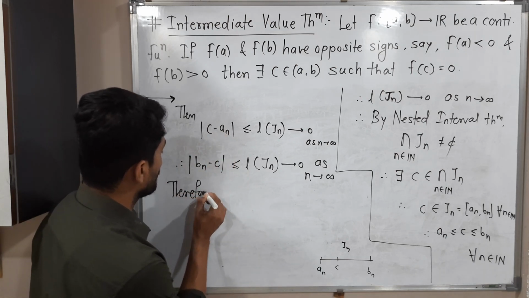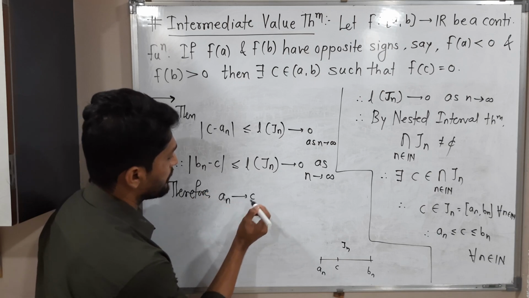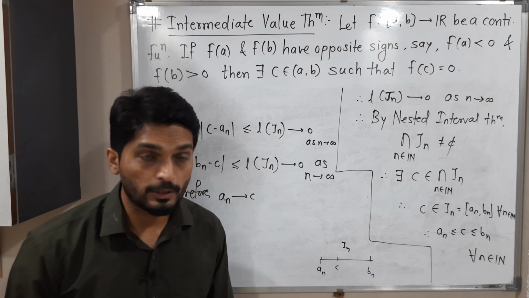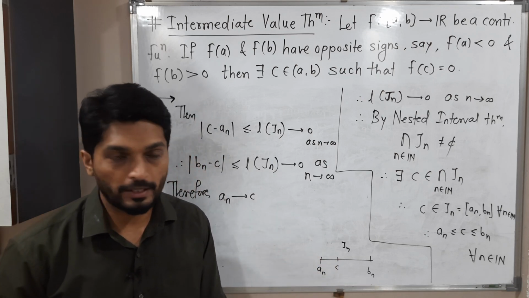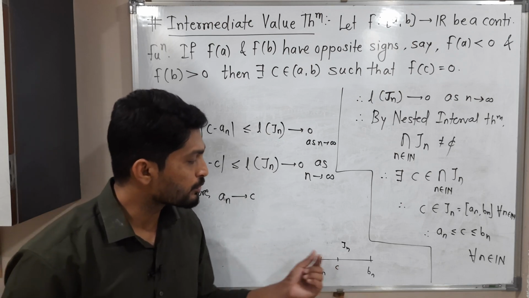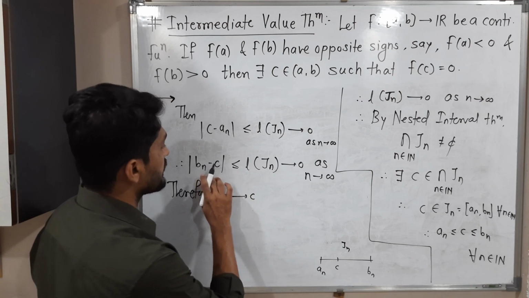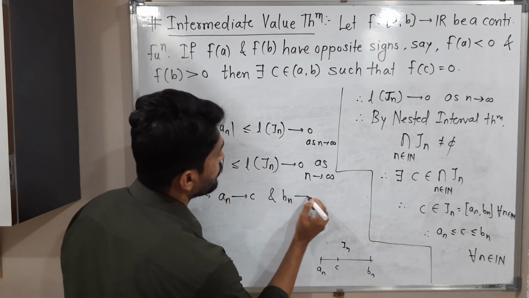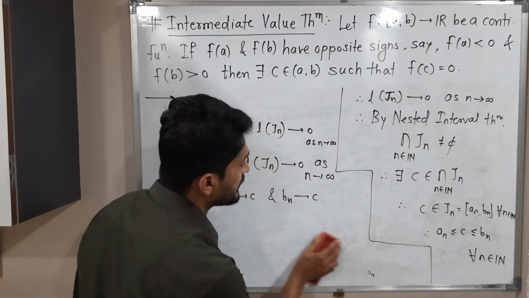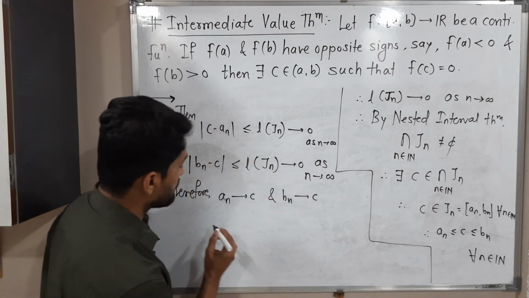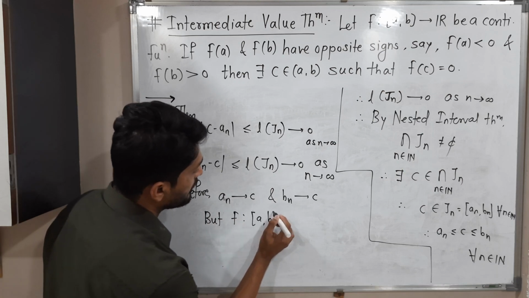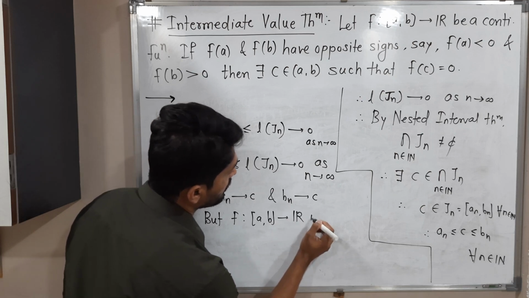Therefore an goes to c. The distance between these two points is reducing and it is going to 0. c is fixed, it cannot move, but definitely an can vary, it depends on n. So an moves to c, and similarly bn goes to c. But see what we have, the very important information: the function is continuous. Let me mention, f from the closed interval ab to R is continuous.